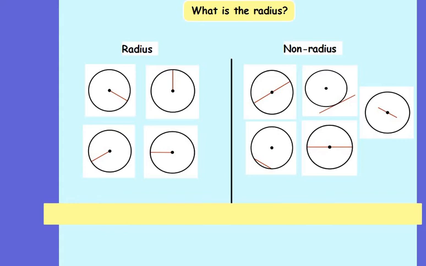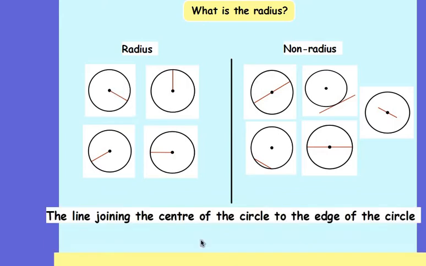Okay, on the left-hand side of the board, I've got radiuses. And on the right-hand side of the board, I've got non-radiuses. Pause the video and have a little look. What do you think the radius might be? Luca, what do you think the radius might be? Exactly, it's just the distance from the centre of a circle to the outside. The line joining the centre of the circle to the edge of the circle.